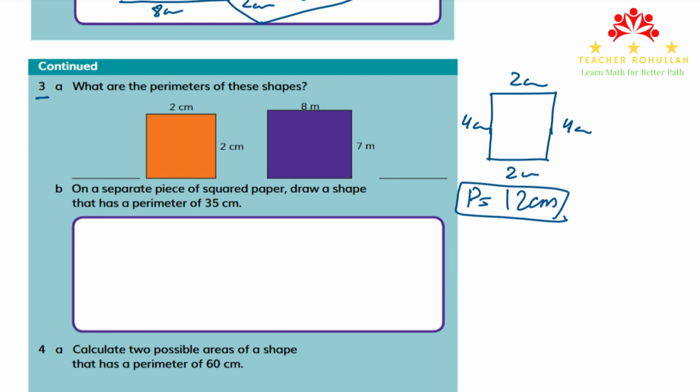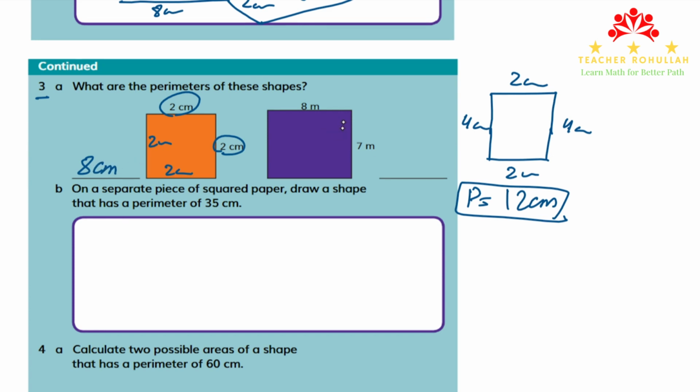Now the two shapes which are given here, one is a rectangle and the other one is a square. The square has a length of 2 centimeters. So if this is 2, the one here is also 2, and the one down here is also 2, and to the left also 2. So 2 plus 2 is 4, 4 plus 2 is 6, and 6 plus 2 is 8. So the perimeter of this shape is 8 centimeters.